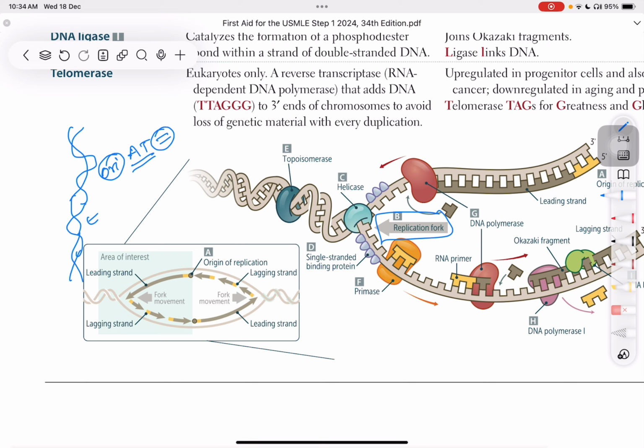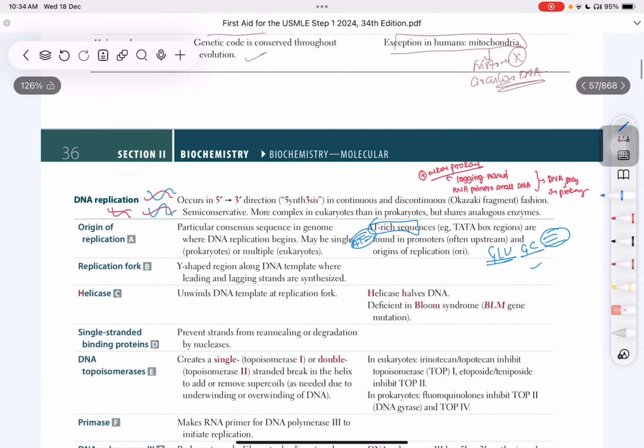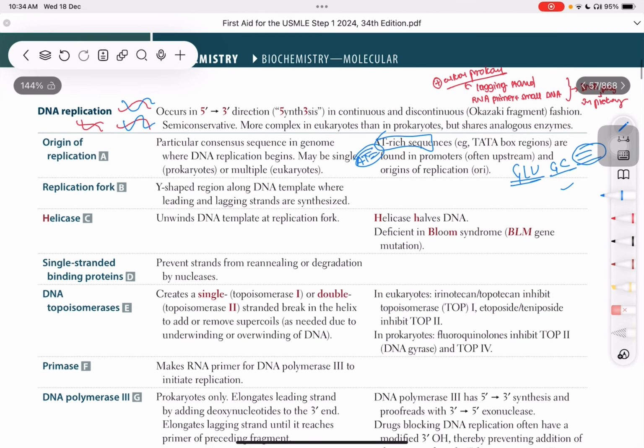Replication fork is what you get once you open this DNA; the DNA becomes like this. See, it is given here. This is the form which the DNA acquires once you remove these twists. Once you open up the DNA.